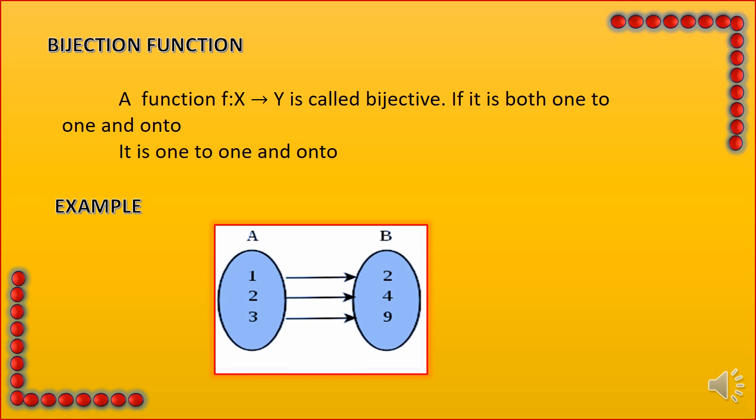Bijection function. A function f from X to Y is called bijective if it is both one-to-one and onto. The example of a bijection function: the first set is A and the second set is B. Every element of A is connected to exactly one element of B. It is called a bijection function.